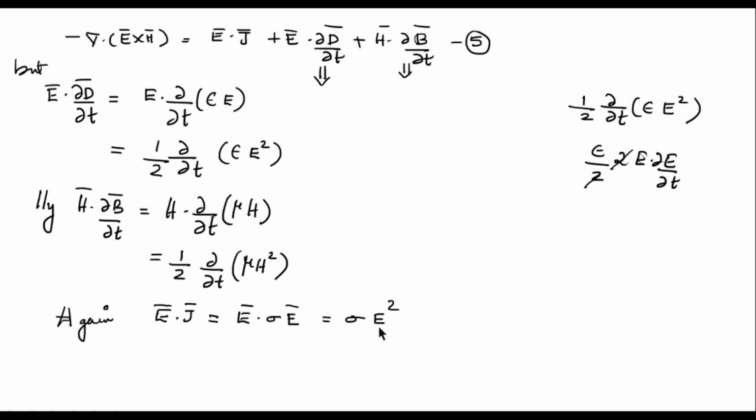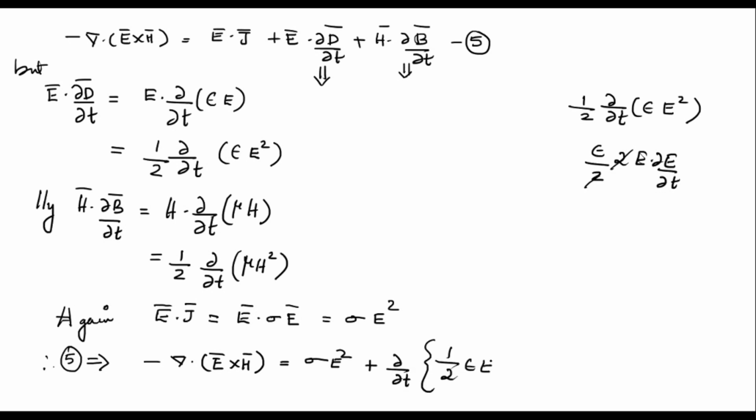Okay, so we can substitute all those terms on the right hand side. You get the first term, second term and the third term. So we'll rewrite the fifth equation, therefore the fifth equation can be written as minus del dot E cross H is equal to sigma E square plus dou by dou T of half into epsilon E square plus half into mu H square. Okay, so that is the sixth equation. Minus del dot E cross H is equal to sigma E square plus dou by dou T of half epsilon E square plus half mu H square. That is the sixth equation.